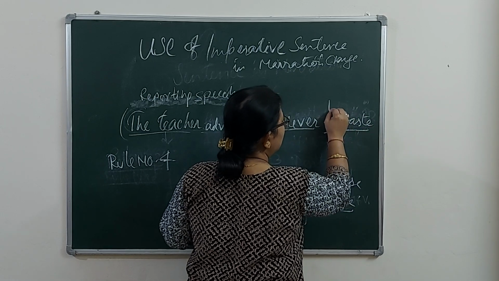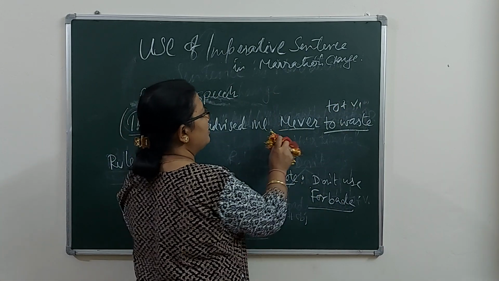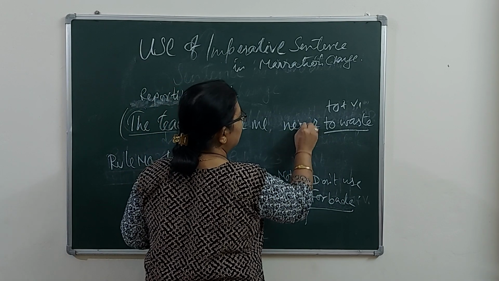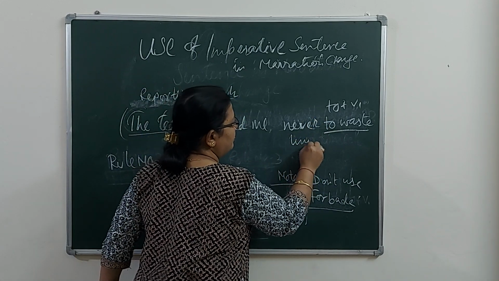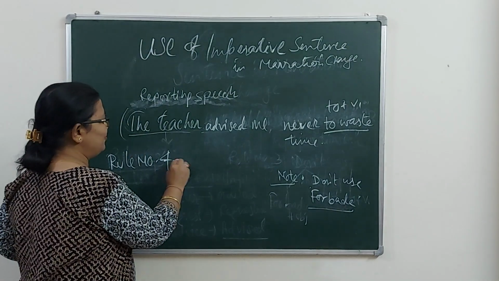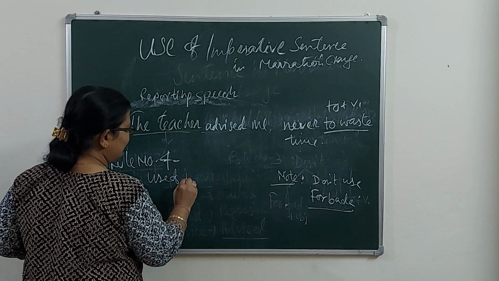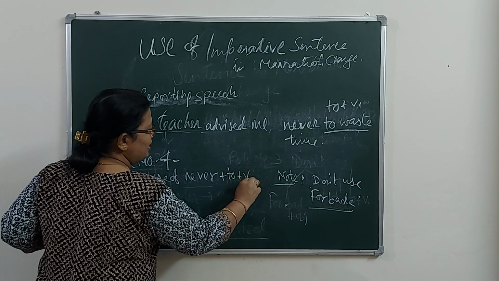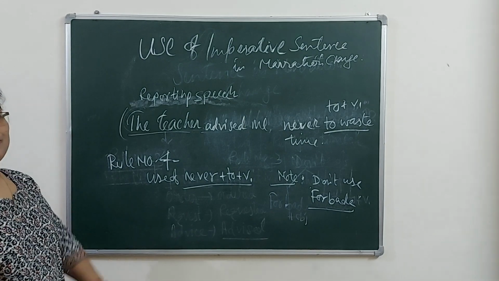So 2 plus B1 once again comes here. Negative form, and after that 2 plus 1. Never waste time. Is it clear? So very easy. Rule number 4. Use of never plus 2 plus B1. This is rule number 4.